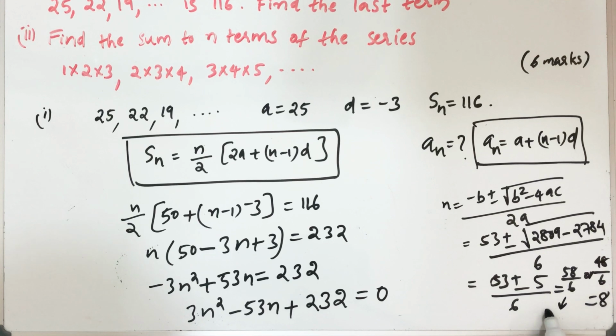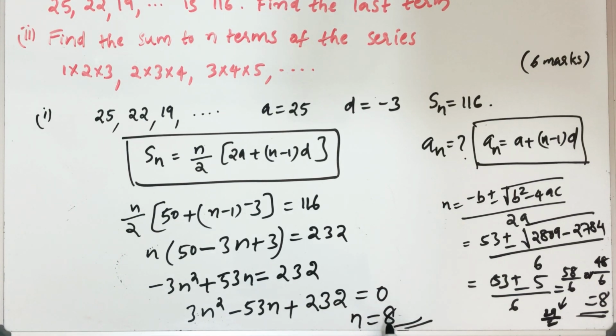This other one is 29 by 2, a fraction. We cannot take n as a fraction. n is just a natural number: first term, second term, third term, like that. So we cannot take a fraction. So n is equal to 8.